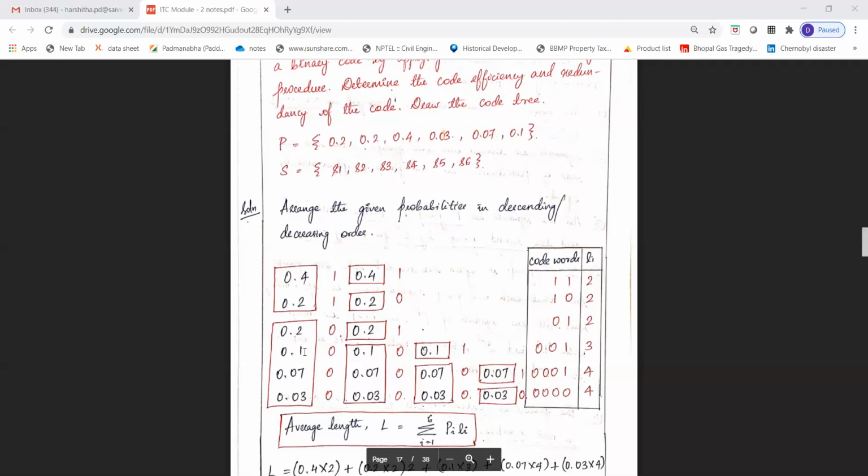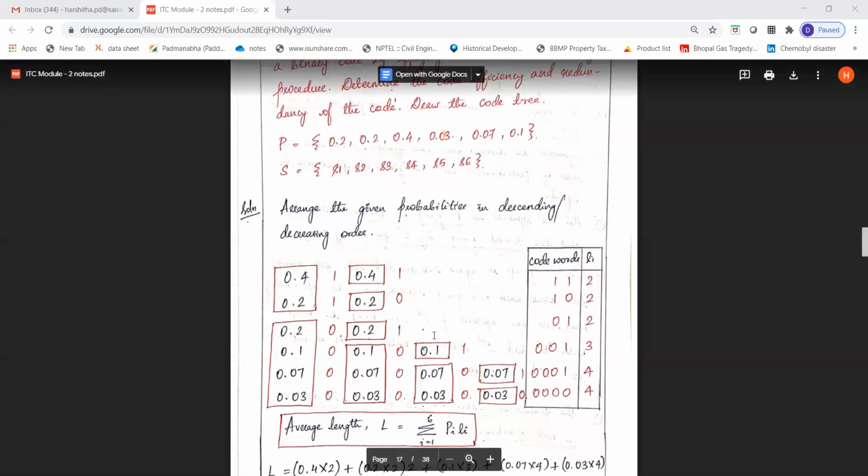By adding all these three values, that is 0.1, 0.07 and 0.03, I got 0.2, right? So the sum of these three probabilities is equal to this probability alone. So I'll apply the logic that the sum of the probabilities is approximately equal. This 0.2 is the first subgroup and all these three probabilities form the second subgroup. After dividing, I'll assign 1 and 0. So 0.2 gets 1, and 0.1, 0.07 and 0.03 get 0. Next, 0.4 and 0.2 I cannot divide into subgroups further, so I'll leave them as they are.